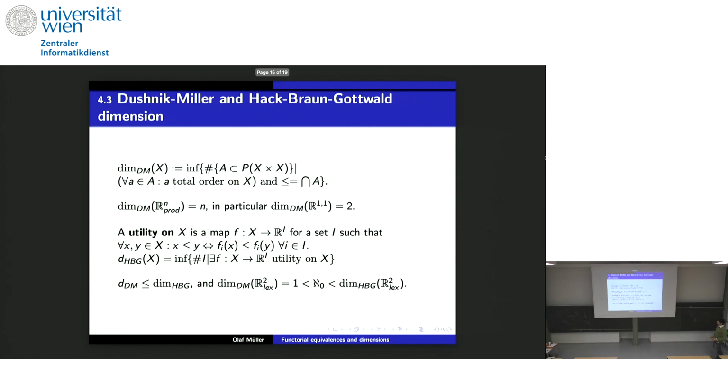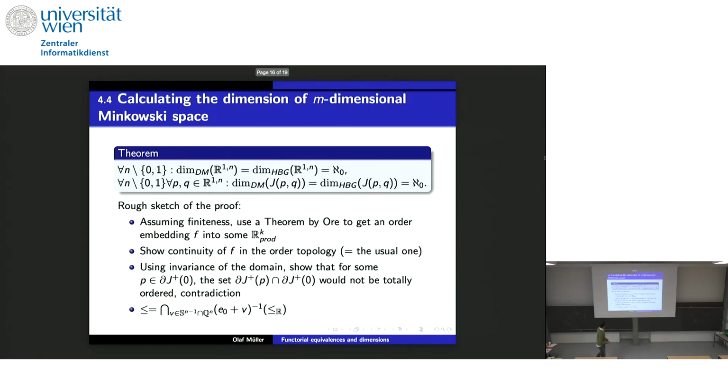And here's the surprise. I think every talk should contain a surprise. I tried to calculate the Dirichlet-Miller dimension of higher dimensional Minkowski spaces, and the surprise is that R^{1,n} does not have Dirichlet-Miller dimension n plus 1. The Dirichlet-Miller dimension is Aleph 0. So here's a sketch of the proof. And also the Hack-Braun-Gottwald dimension is already Aleph 0. It's countably infinite.